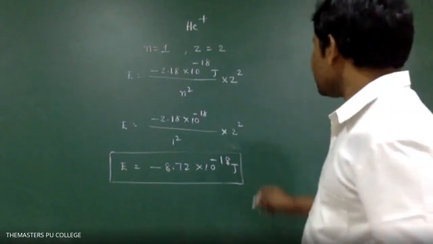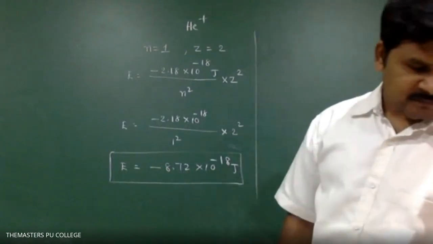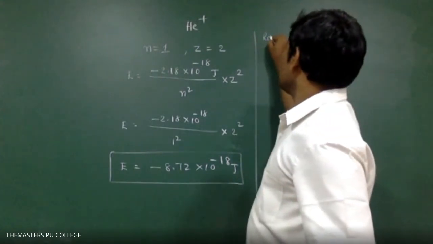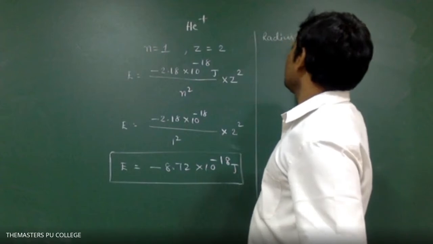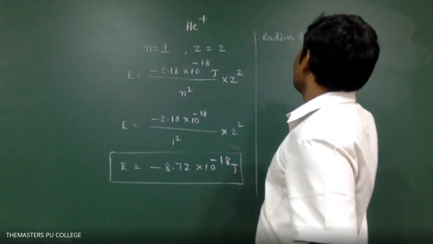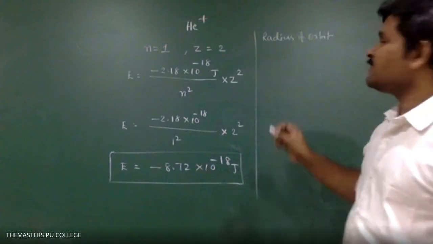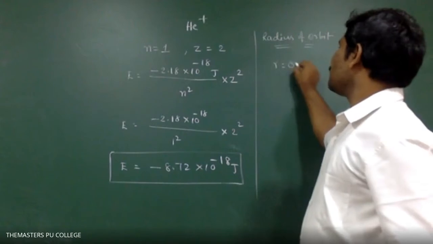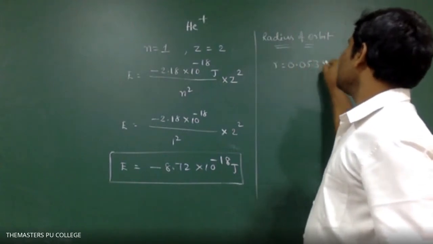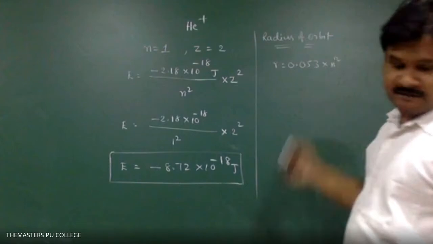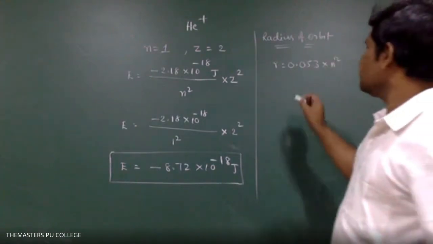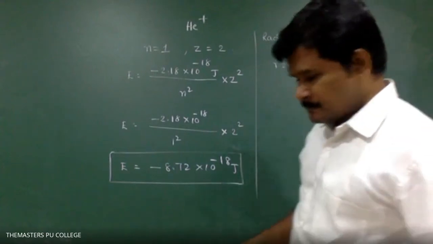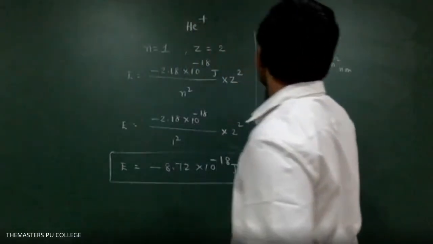Now, what is the second part we have to calculate? Radius, the radius of the orbit. What is the radius of the orbit, children? r is equal to 0.053 into n square by Z in nanometers. This is only a formula. Open that formulas.